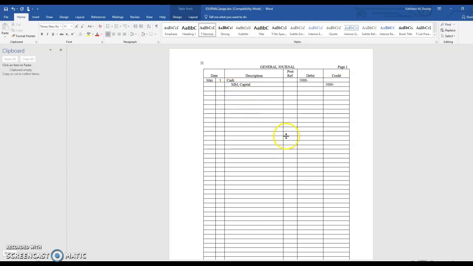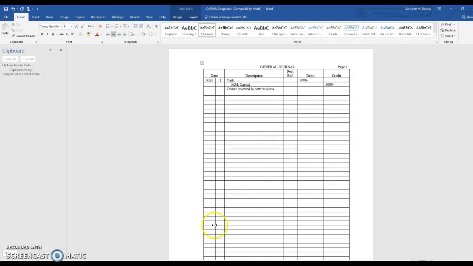Okay, then we have our explanation. Goes on underneath that. You can come way back to the left again, or you can go even further to the right. We invested in new business.